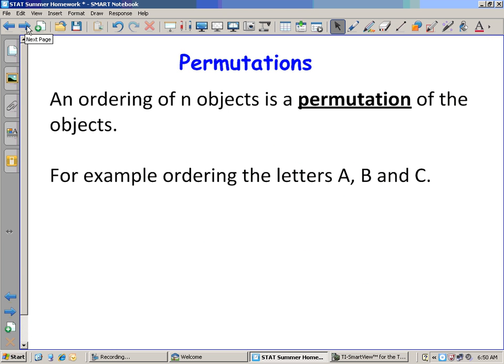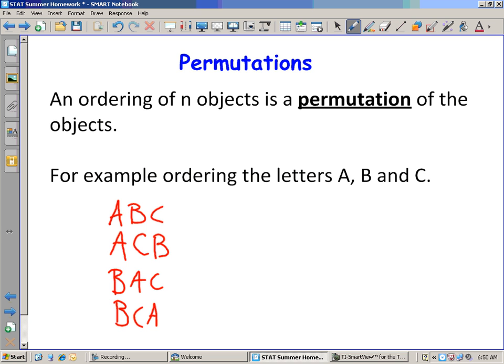Okay, permutations. If you take a group of n objects and you want to know how many ways you can order those n objects, it's called a permutation. So if we want to order the letters A, B, and C, we could order A, B, C. We could leave A the same and switch C and B. We could have B be first and go B, A, C, or B, C, A, or we could have C, A, B or C, B, A. And those are the only possibilities.